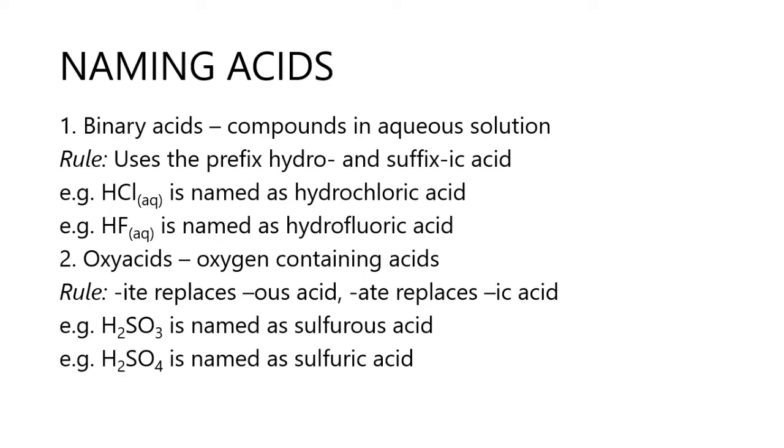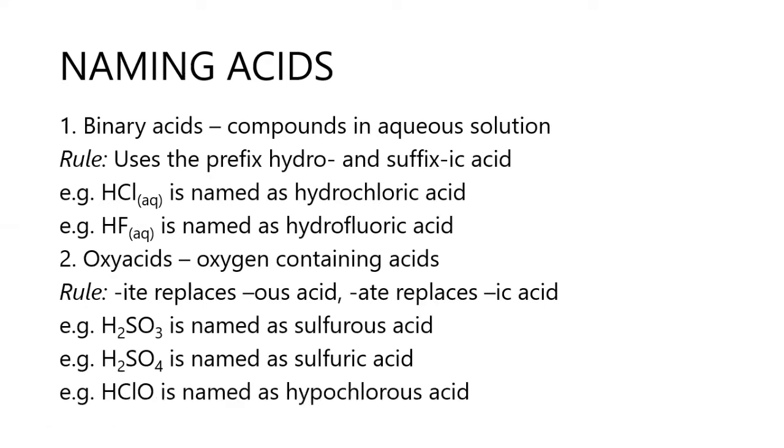Next, H2SO4 is named as sulfuric acid. Kasi si H2SO4 ay galing sa SO4 2- na ang pangalan ay sulfate, papalitan mo yung ate ng ic acid. Therefore, H2SO4 is named as sulfuric acid. And then lastly, HClO is named as hypochlorous acid.